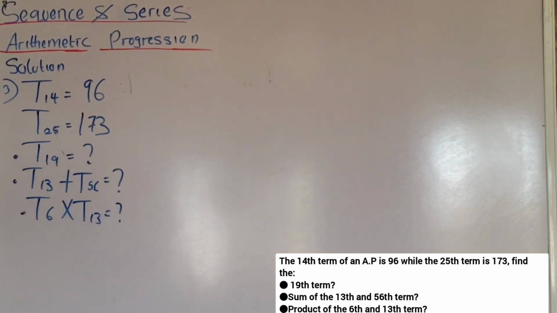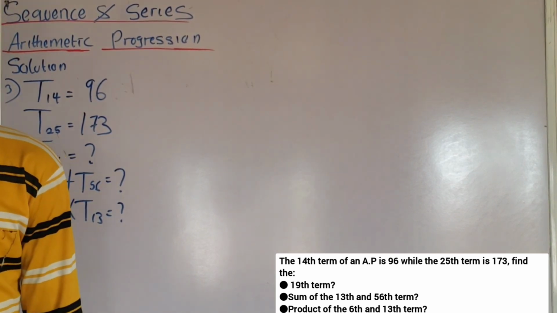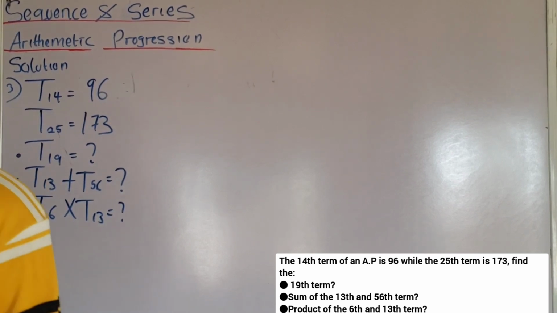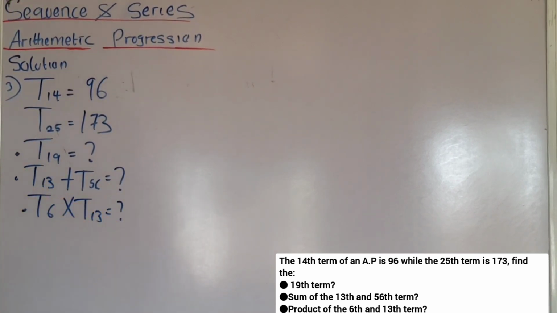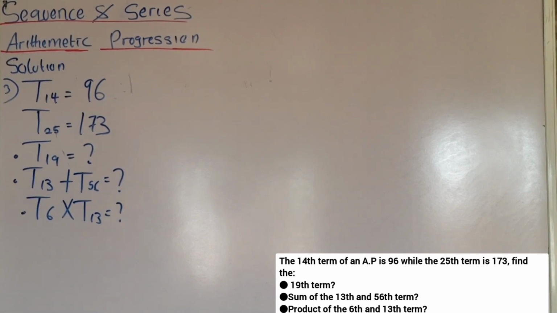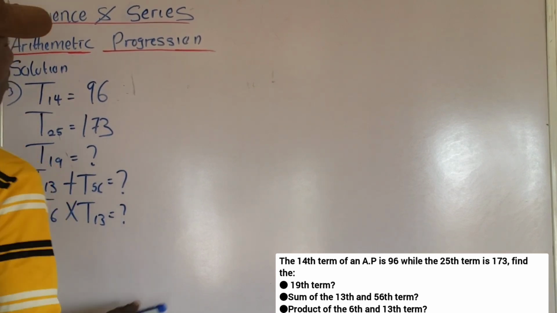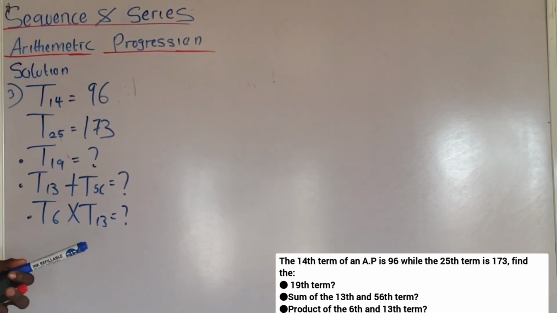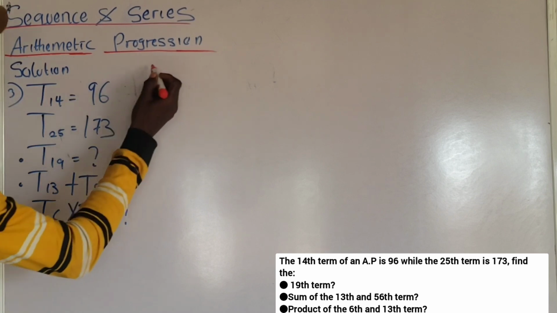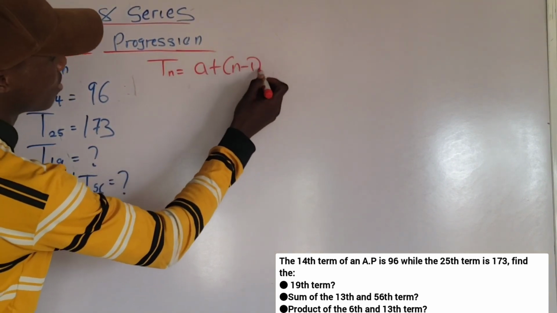You see, you cannot solve any of these questions without knowing the values of a and d. Without knowing the common difference and the first term, we cannot solve the question. So the first step is that we have to determine the common difference and the first term. Now, don't forget that the nth term of an arithmetic progression is given by this formula. Tn is equal to a plus n minus 1 multiplied by d.